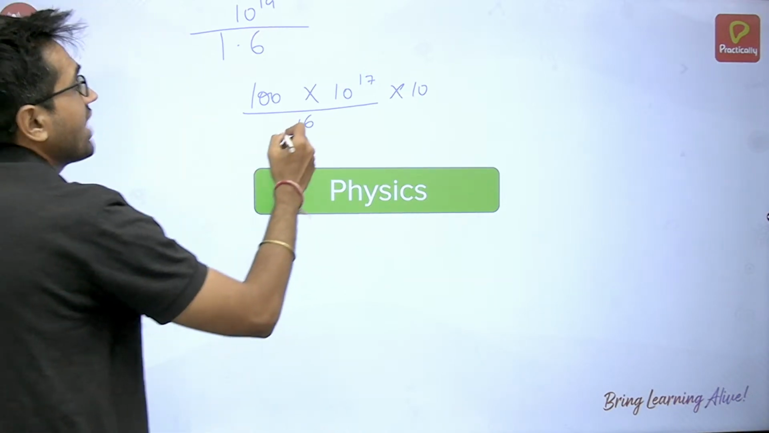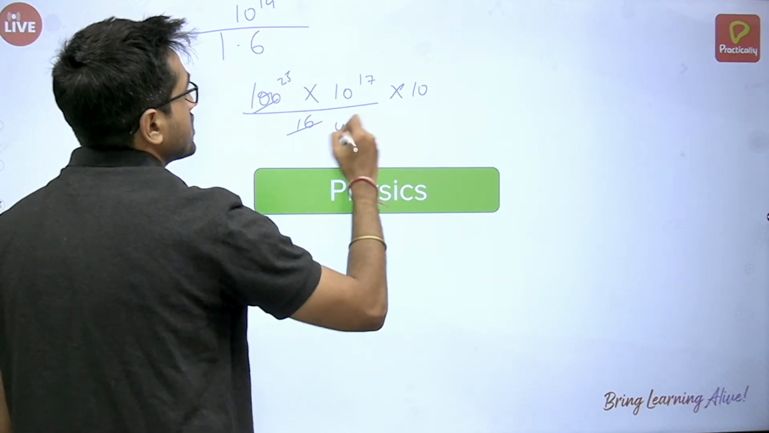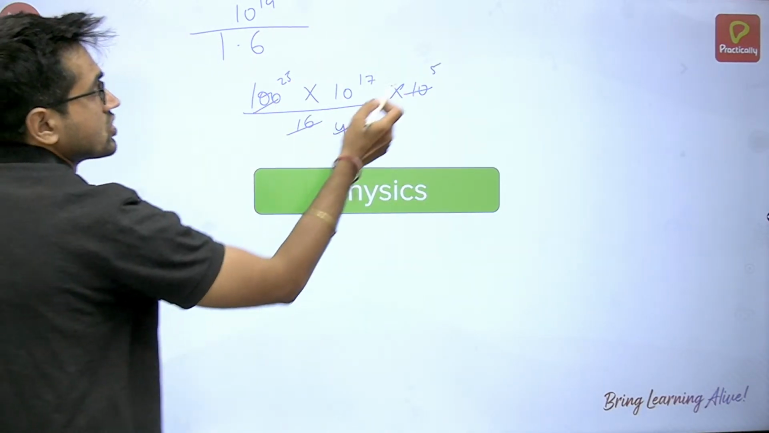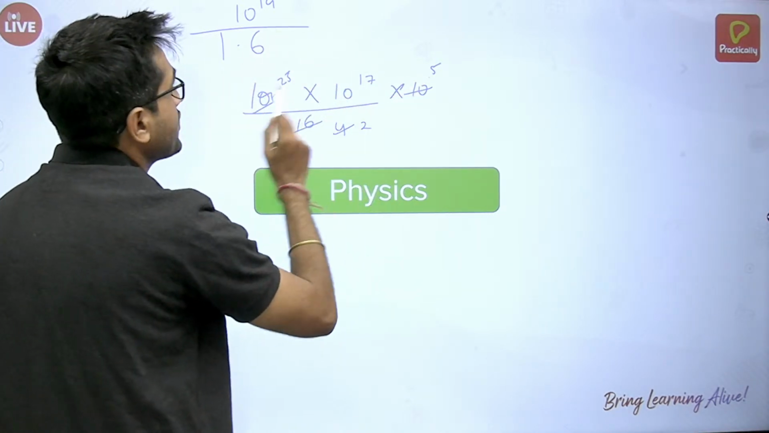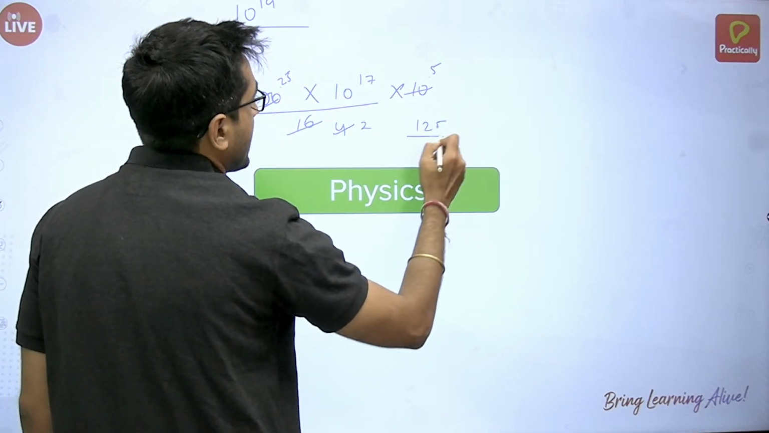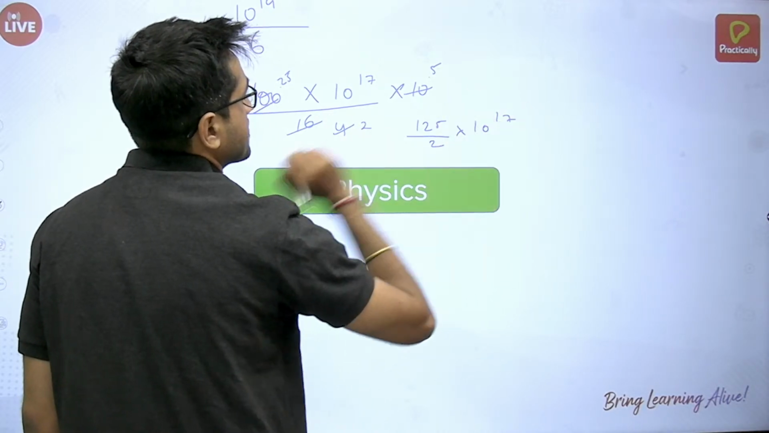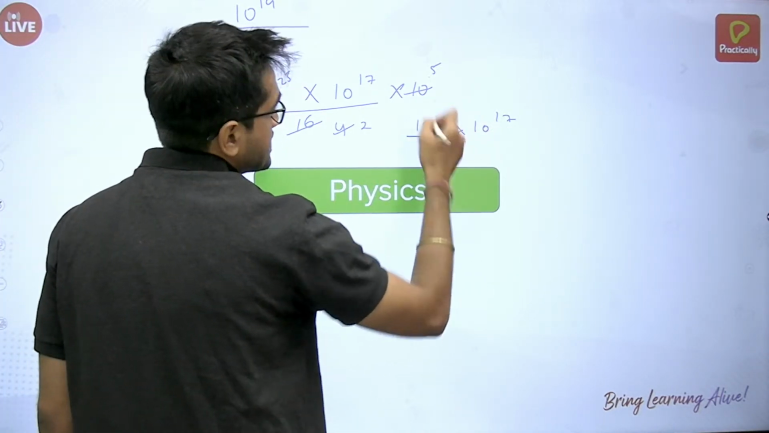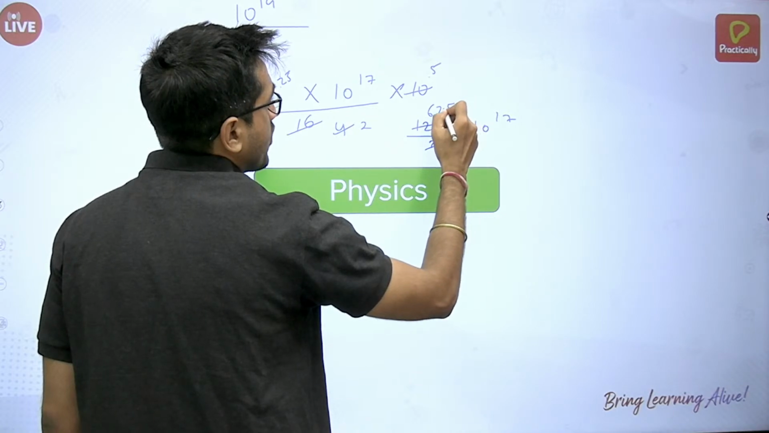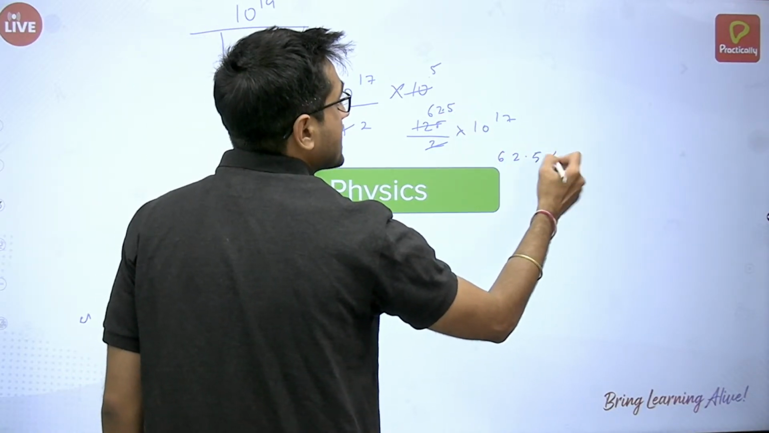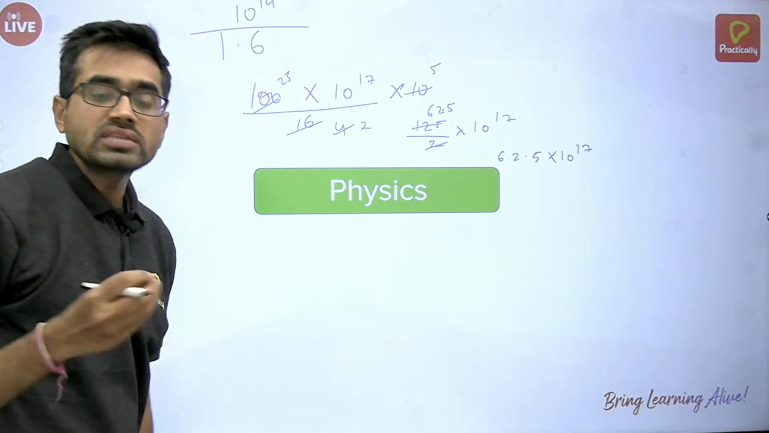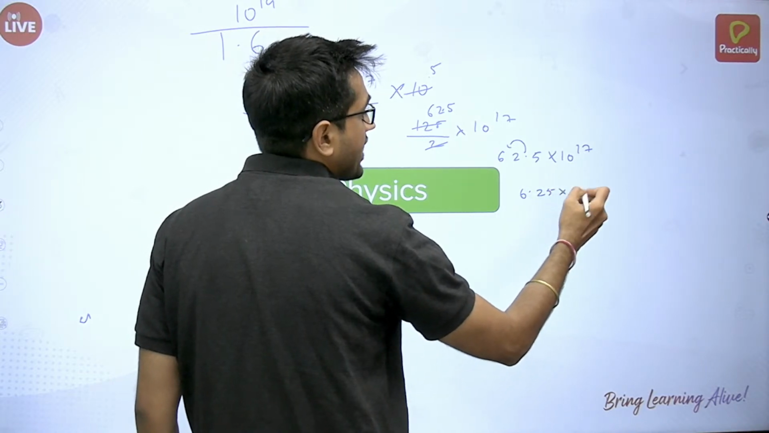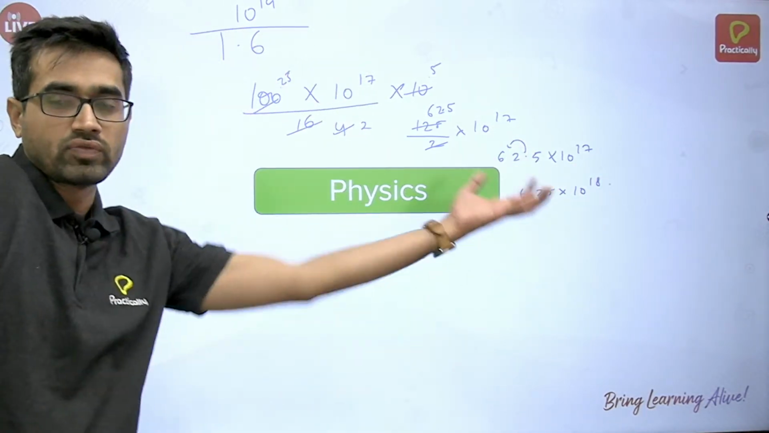Now I have got 4 4s are 16, 4 25s are 100, 2 2s are 4, 2 5s are 10. Right? So now 5 and 25 is 125, divided by 2 into 10 to the power 17. So 125 divided is 62.5. Now we generally don't write in the scientific notation like this. When we write the scientific notation, we keep only one digit before the decimal, so we have to shift the decimal. So this will be 6.25 into 10 to the power 18 because I'm shifting towards the left.